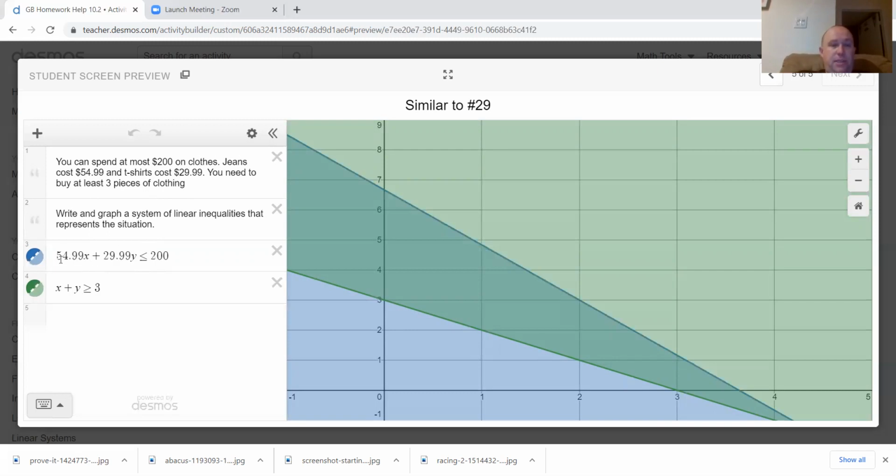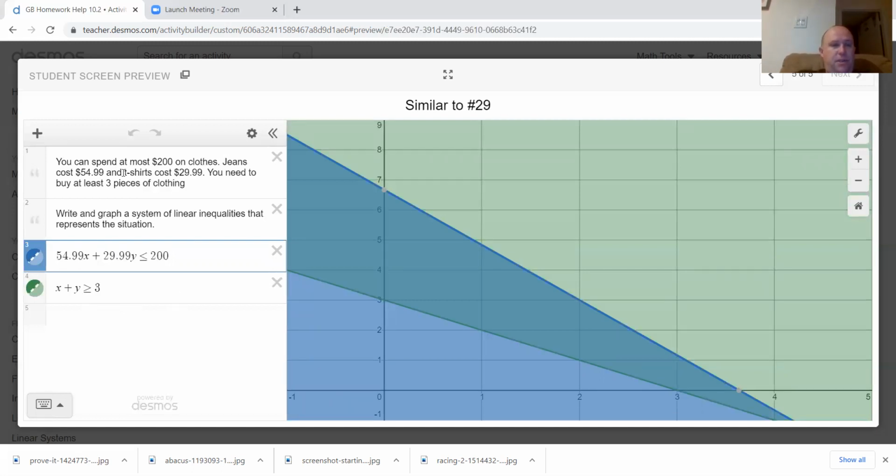So each pair of jeans is $54.99, so $54.99X. Each t-shirt is $29.99, so $29.99Y. And we need that to be less than or equal to, because we only have $200. And also that word "at most" means less than or equal to 200. So notice these are all monetary amounts. Money amount, money amount, money amount.